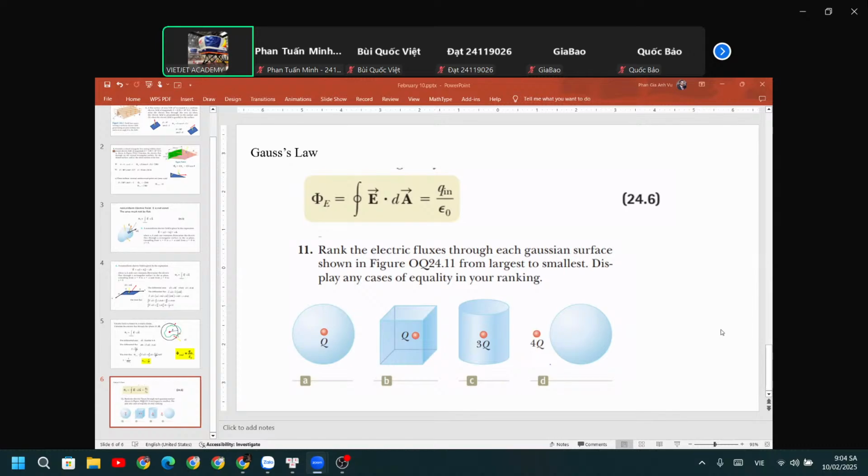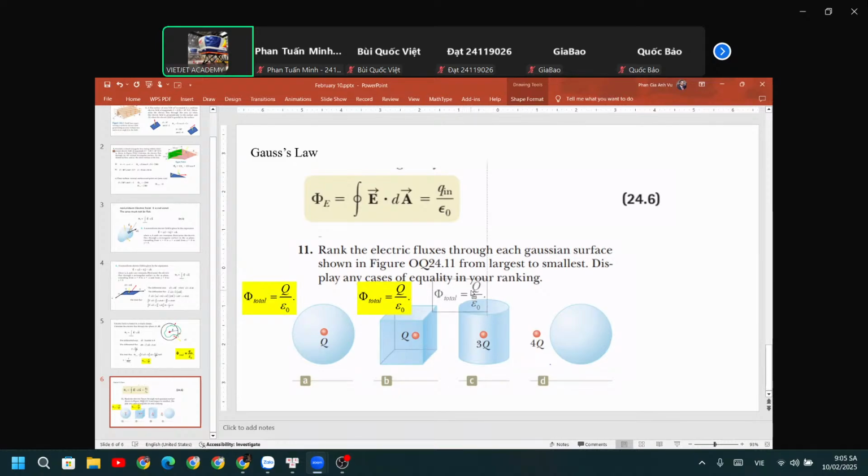And if there is some equality, then mark that. Right? So you can apply the law directly. For the A, you have Q over epsilon 0. For the B, you have Q over epsilon 0 too. You have only one Q inside, right?